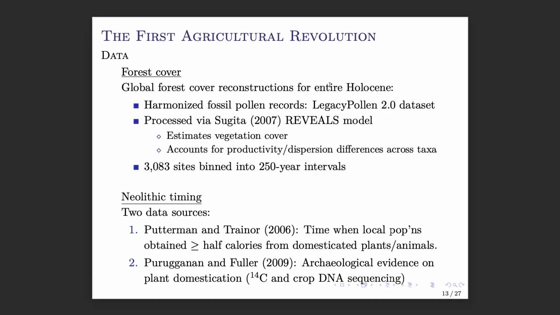But for Neolithic timing, I'm using two data sources. The Putterman and Trainor 2006 data, basically based on the time when local populations got at least half their calories from domesticated plants and animals, and the Pinhasi and Fuller 2009 data based on carbon-14 and crop DNA sequencing. So I'm going to use this data to date the Neolithic transition regionally.